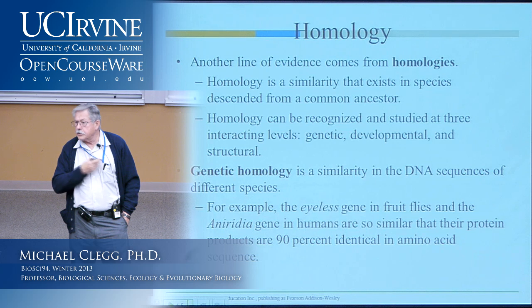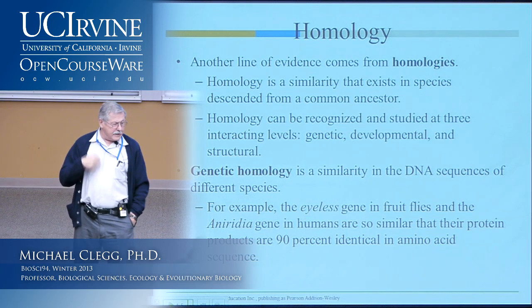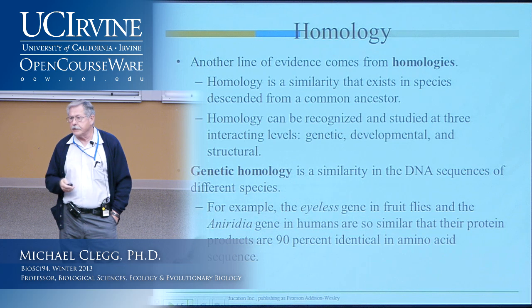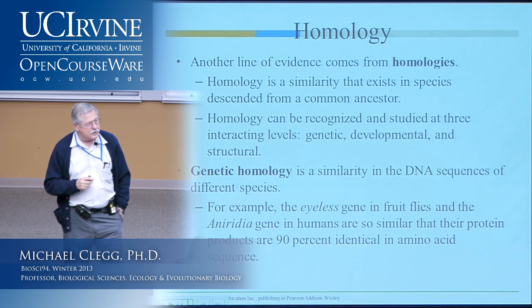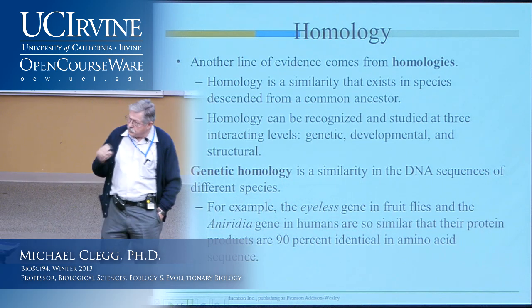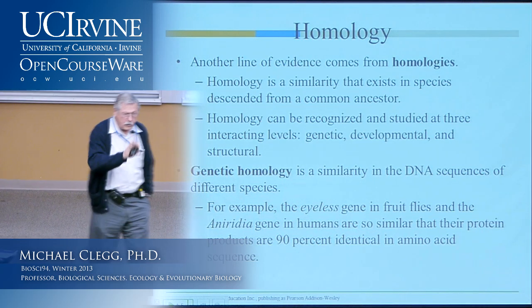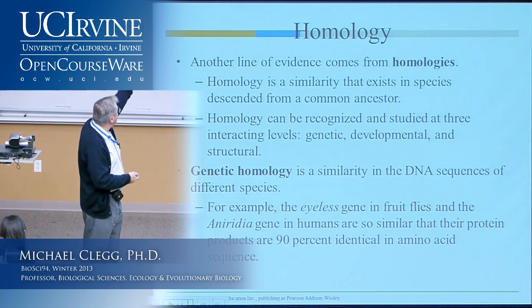In fact, if you look at the human genome and compare it to that of the chimpanzee, we're about 98% similar in DNA. Okay, so we're very similar to chimpanzees, a little less similar to gorillas, but still quite similar to gorillas in our DNA. So that's a strong example of a genetic homology.